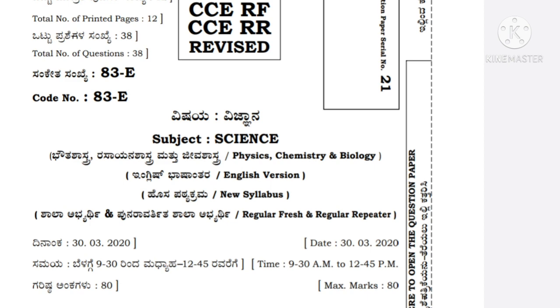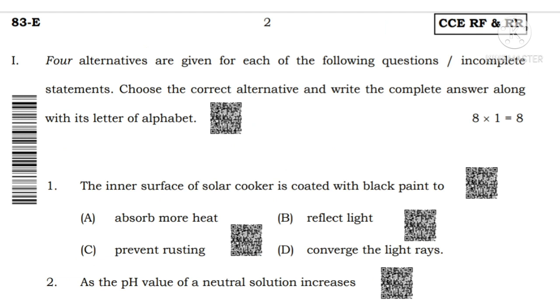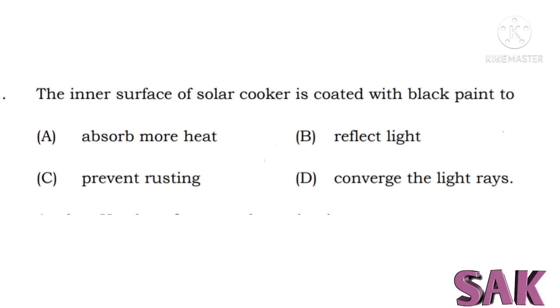Dear students, in this video, let us solve 2020 SSLC science paper. There will be 8 multiple choice questions carrying 1 mark each. First question, the inner surface of solar cooker is coated with black paint too.